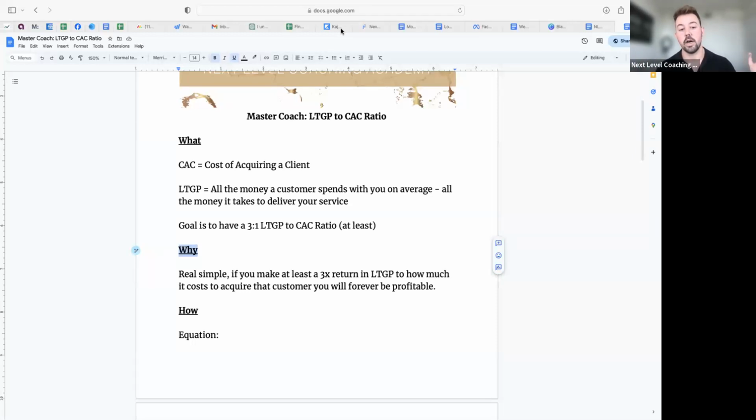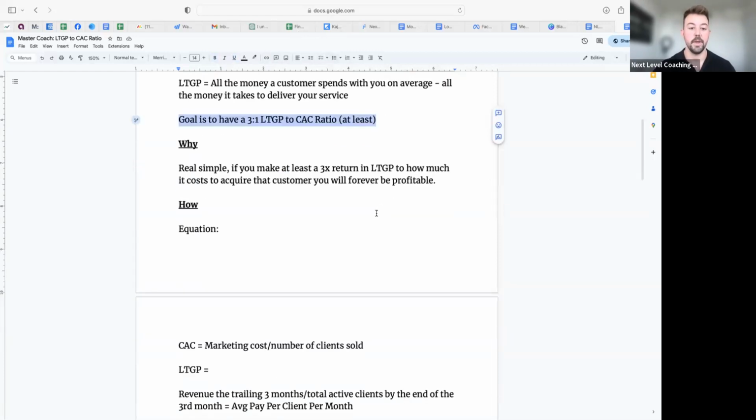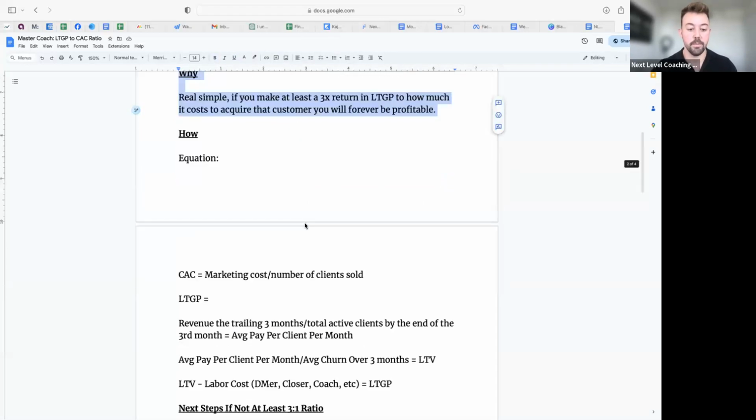CAC, cost of acquisition, is how much it costs you in your marketing spend in order to actually acquire a paying client. What we're after here is a bare minimum 3-to-1 LTGP to cost of acquisition ratio. So 3-to-1 is bare minimum. Your business is good, your business is healthy. We want to be above that. Once again, what's the reason why? If you're concerned about profitability, if you want to be profitable, you should have a bare minimum 3-to-1 ratio here.